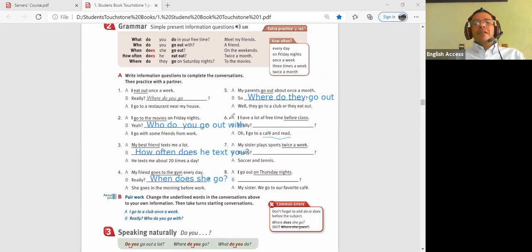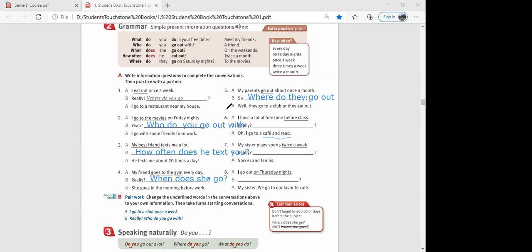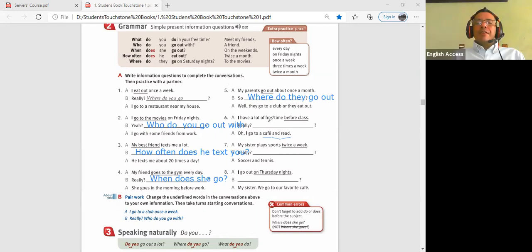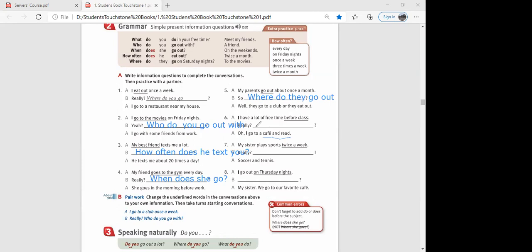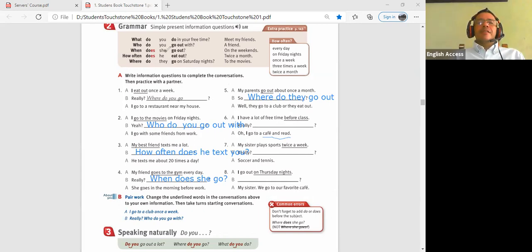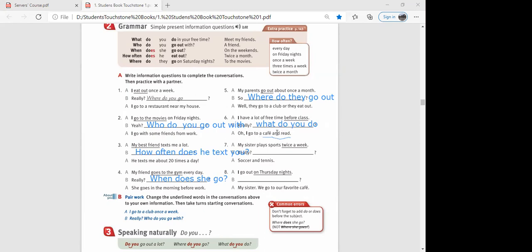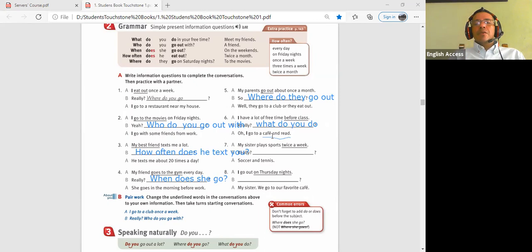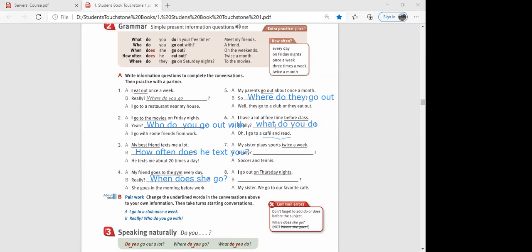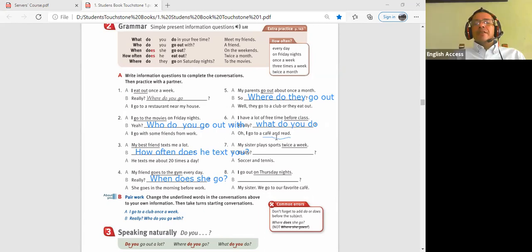What do you do in your free time? Well, I have a lot of free time before class. Ya tienes free time aquí arriba. Really? What do you do? I go to a cafe and read. You see, because you have two activities. I go to a cafe. Al menos que nada más tuvieras, I go to a cafe. That's where do you go, right? Pero tienes dos actividades. ¿Qué haces? I go to a cafe and read.